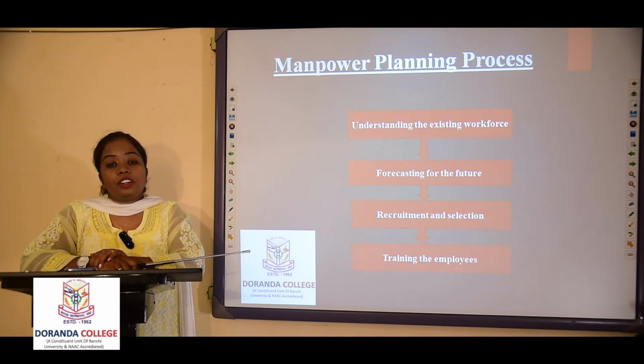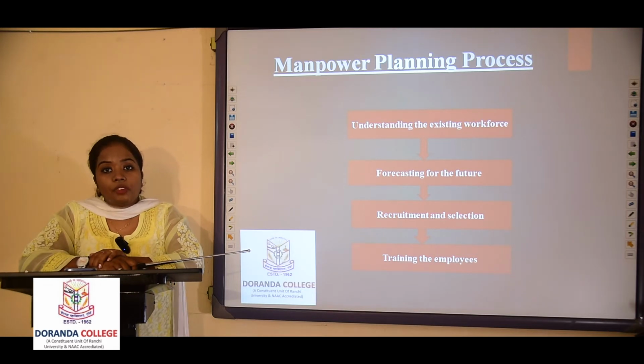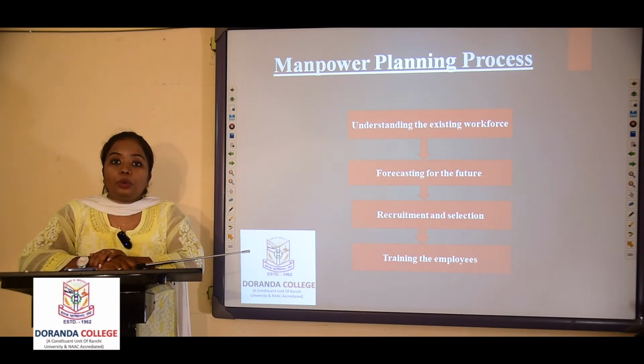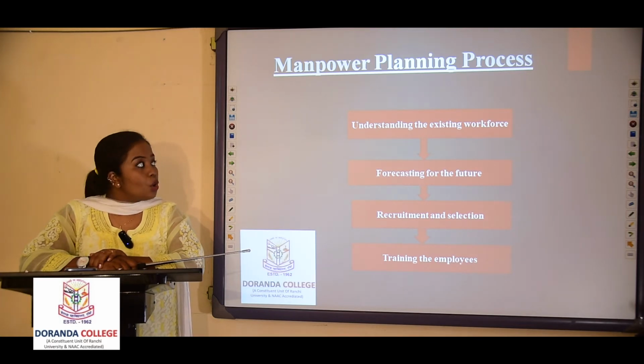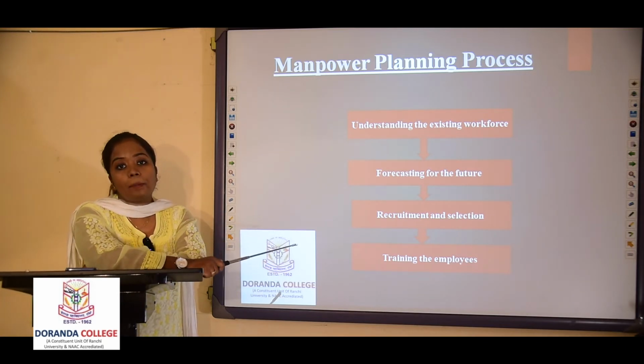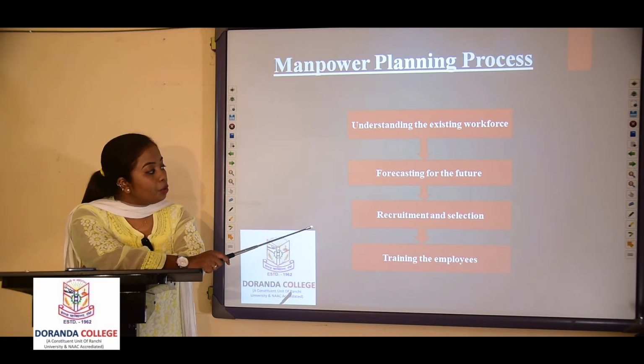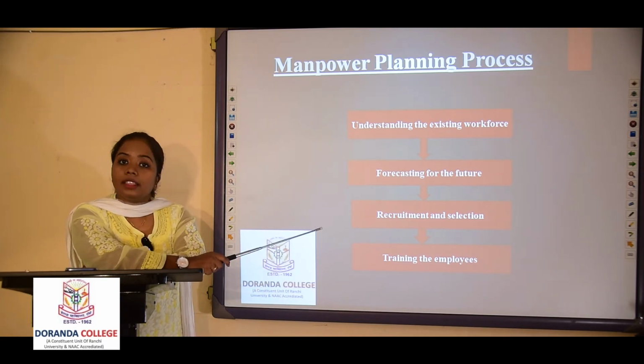Also, when there is a diversification of job roles, in that case also it is the company's role that comes into play and they give proper training to their employees so that they can have a proper justification to their job and they can do according to the work or systematic order whatever is given to them. So this is the systematic process that needs to be followed whenever we talk about the manpower planning process: understanding the existing workforce, forecasting for the future, recruitment and selection, training the employees.